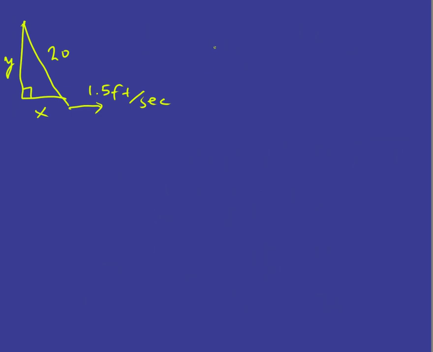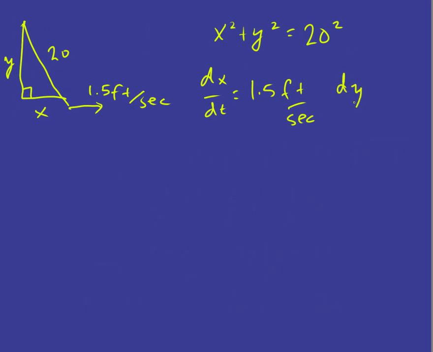So the relationship that's formed is x squared plus y squared equals 20 squared, because it's a right triangle, and that's the Pythagorean theorem. dx/dt is equal to 1.5 feet per second. dy/dt is of course unknown, and d20/dt is going to be 0 because the ladder doesn't change its length.